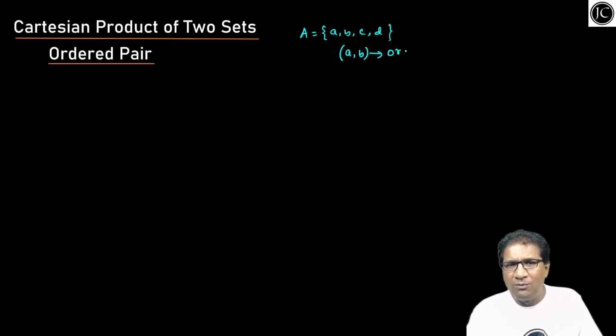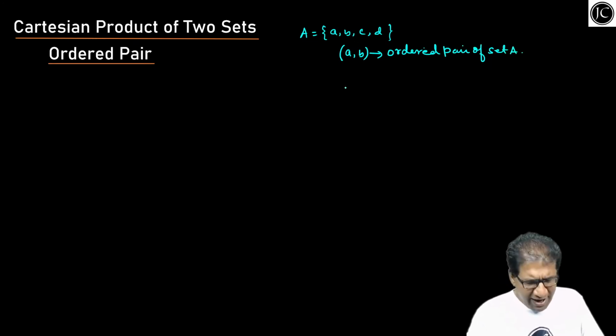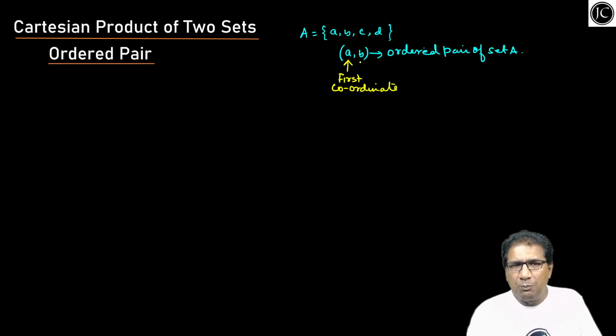And this is what is called your ordered pair of set A. This is the ordered pair of set A. Clear? जिसमें ये A को हम लोग बोलते हैं the first coordinate. इसको हम लोग बोलते क्या है? The first coordinate. और इस B को हम लोग बोलते हैं second coordinate. This is called second coordinate. Is it clear? Is this much clear to all of you?